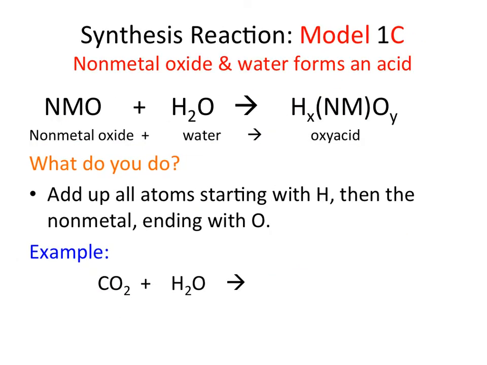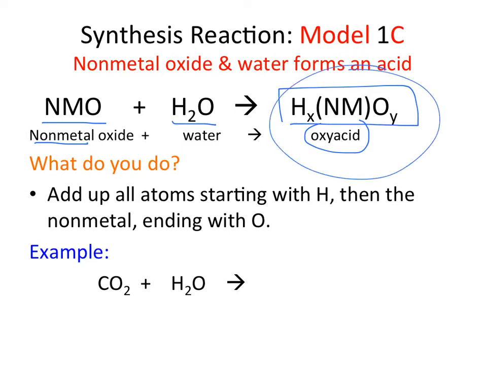Model 1C is also another example of a compound and a compound reacting to form a single compound. In this case, we're going to be looking at a nonmetal oxide and water, and we're going to be forming an oxyacid. Right above that word, oxyacid, I do have the skeletal structure of an oxyacid. Remember, there will be a hydrogen sitting in front, some nonmetal in a particular ratio with oxygen. So how do we predict the products of this oxyacid? The first thing that we need to do is look over at the reactant atoms. We're just going to count them all up, starting with the hydrogen, then the nonmetal, ending with the oxygen.